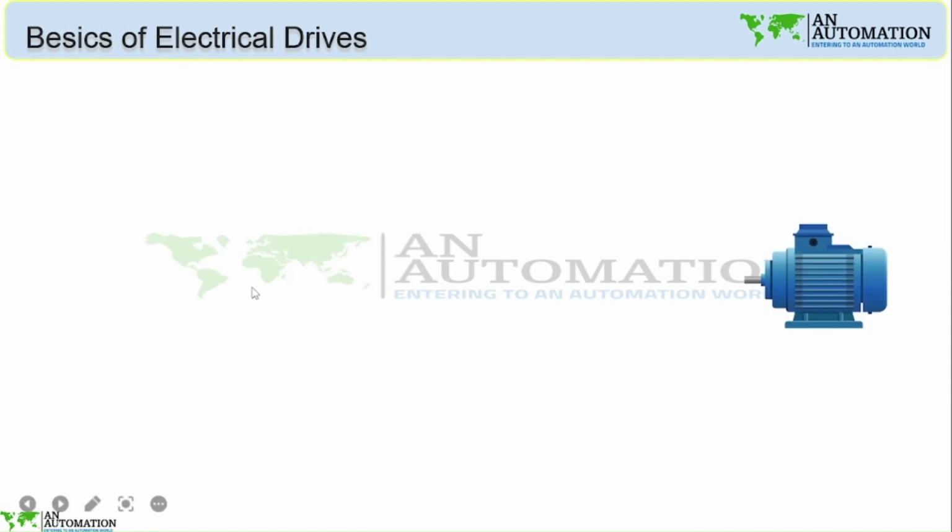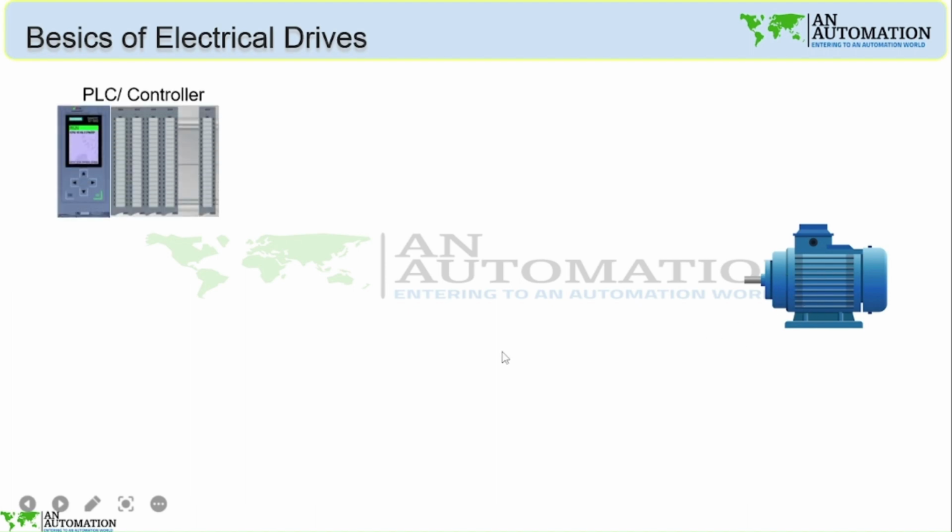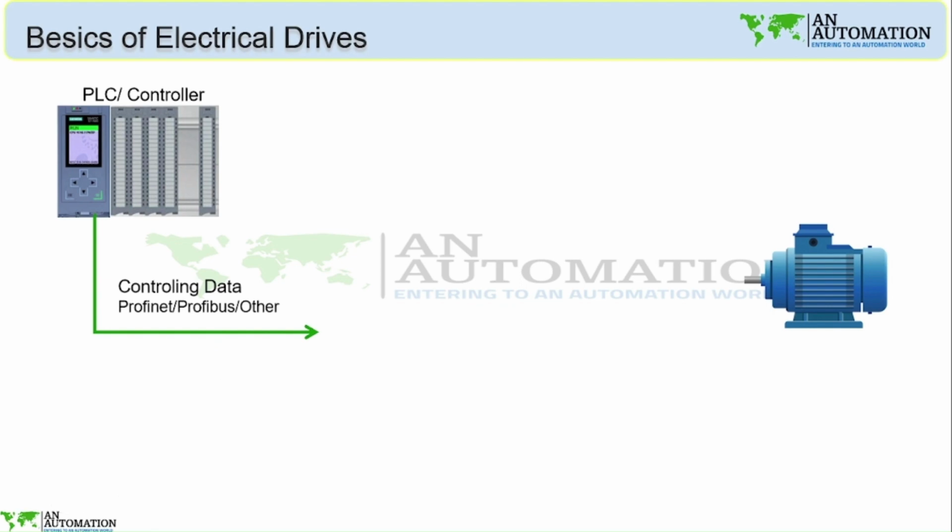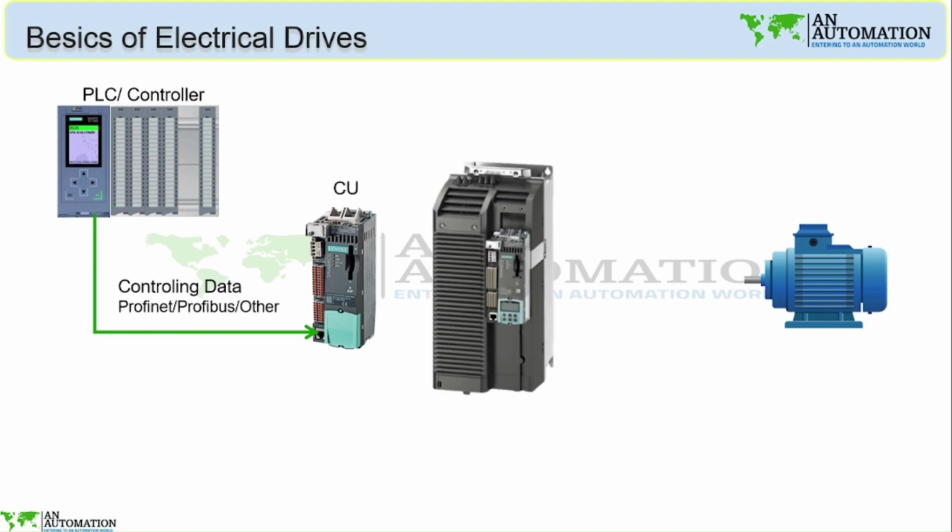So let's have a brief look at that. There is an induction motor, and we are using a PLC controller to communicate with the motor. How will it happen? It sends the controlling data via Profinet, Profibus, RS485, RS232, Modbus, etc. to the control unit of the drive, and then the control unit fits onto the power unit of the drive. This is the power unit and this is the control unit.